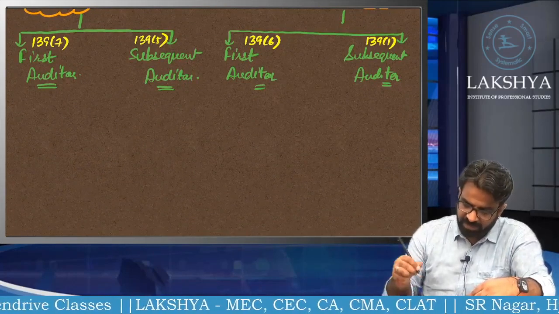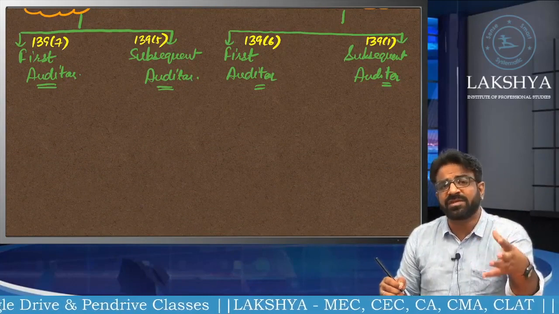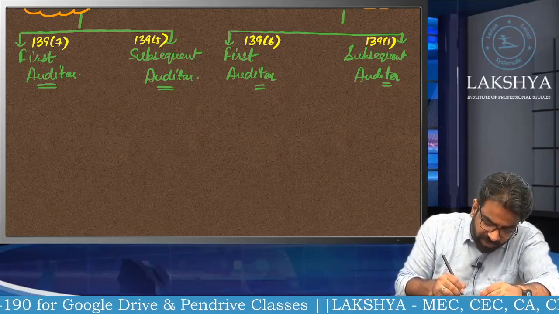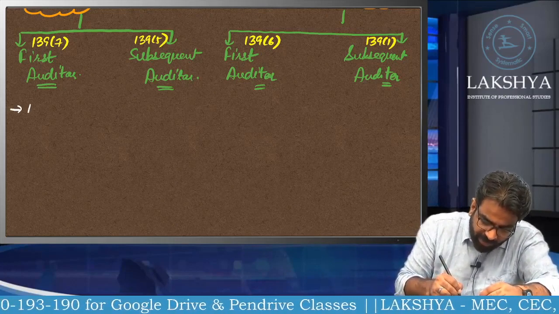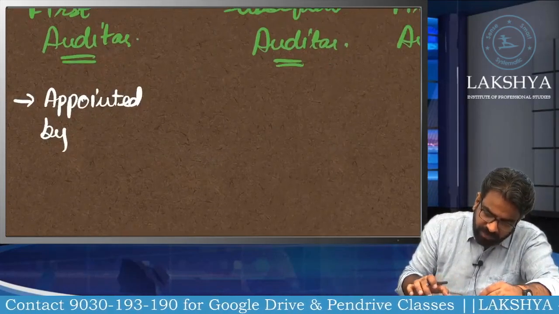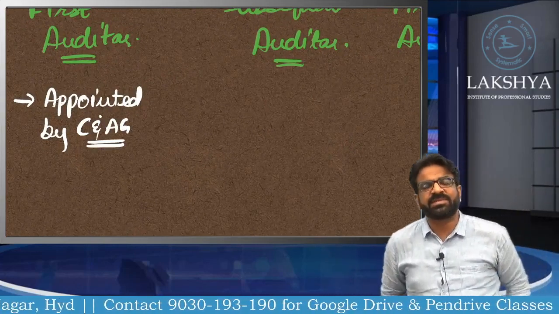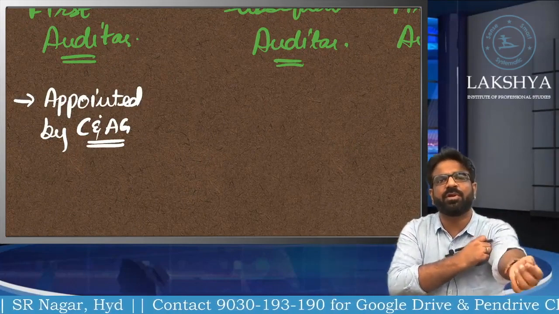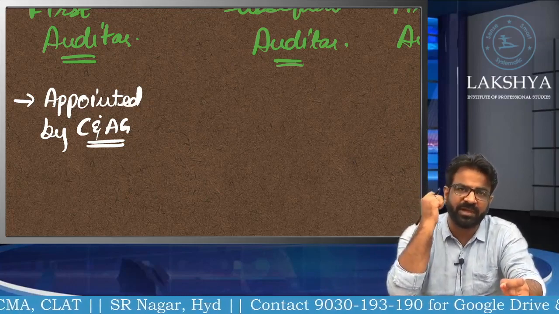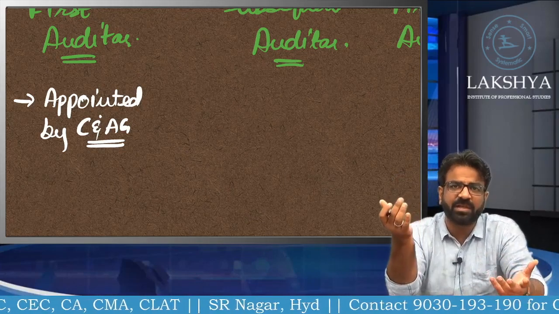Let's move ahead. Now, the next thing we have to understand is how to appoint the first auditor of a government company. Remember one thing, the first auditor of a government company is always appointed by the C&AG. Sir, what is C&AG? What do you mean by C&AG? C&AG stands for Comptroller and Auditor General of India. So every decision relating to audit functions of government companies is always taken by the C&AG.